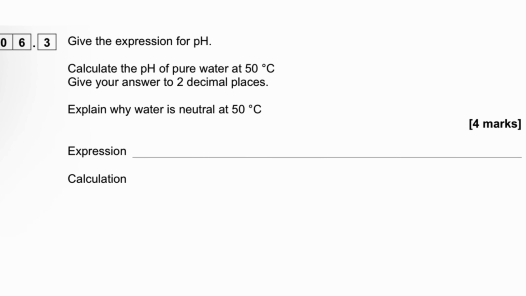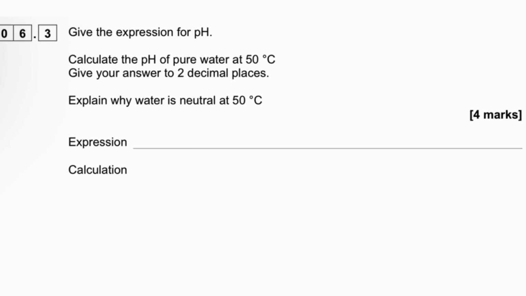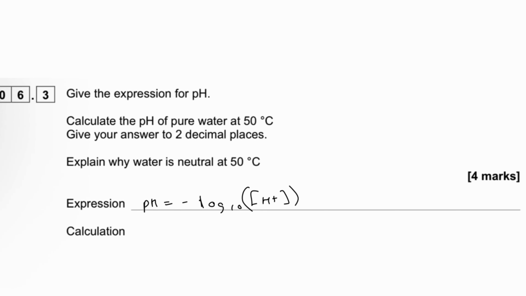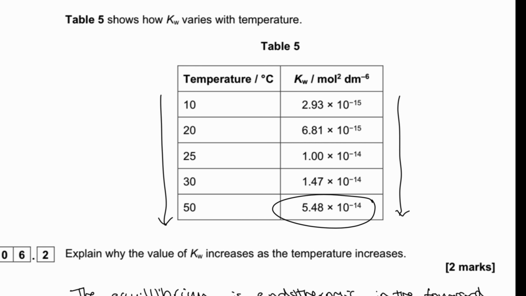6.3. Give the expression for pH. Calculate the pH of pure water at 50 degrees Celsius. Give your answer to 2 decimal places. Explain why water is neutral at 50 degrees Celsius. The expression for pH is equal to minus log 10 of my hydrogen ions concentration. The calculation of pH of pure water at 50 degrees. Looking at the previous question, they've actually given me the Kw value right here.